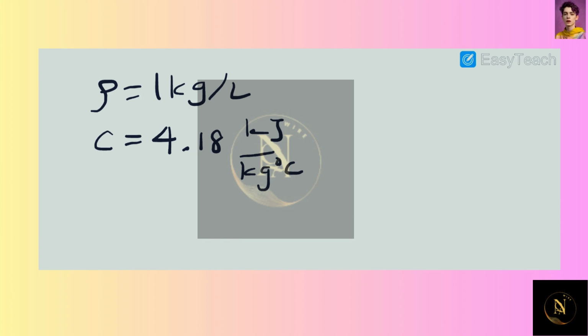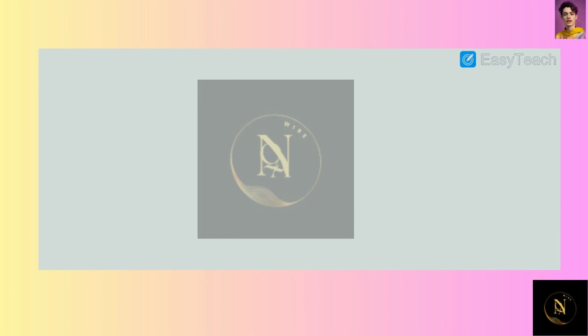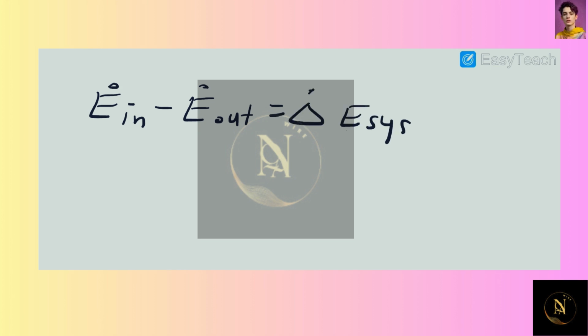So next we're going to do our energy balance. We're going to define the pipe as our system, and as we do our energy balance, we see that the total energy coming in minus the total energy leaving the system is equal to the change in energy of the system. Now, as we said before, we're operating at steady state, so the total change in energy of the system will be equal to 0. Therefore, energy coming in is equal to the energy leaving.